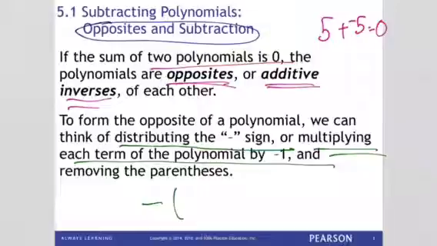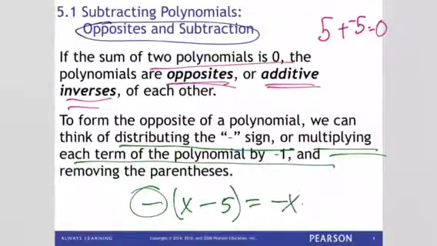We did this before when we had things like this. The negative sign here says take the opposite of x minus 5. So this would be negative x plus 5. Remember doing this? This is what we're doing. So it's not new. It's the same idea.